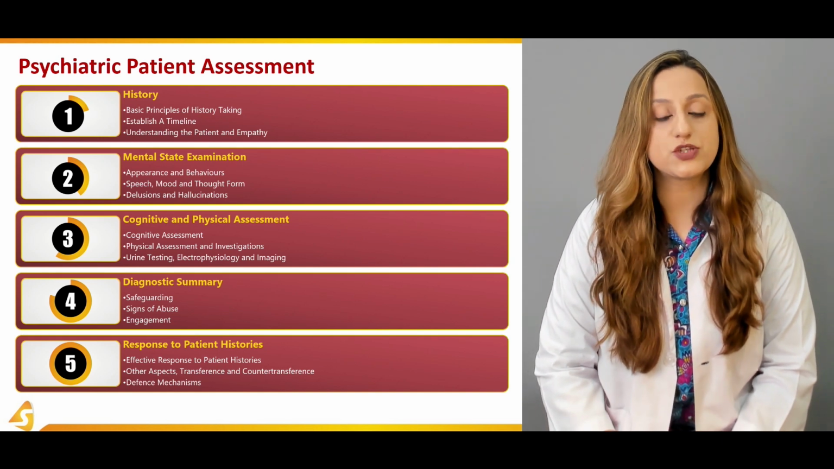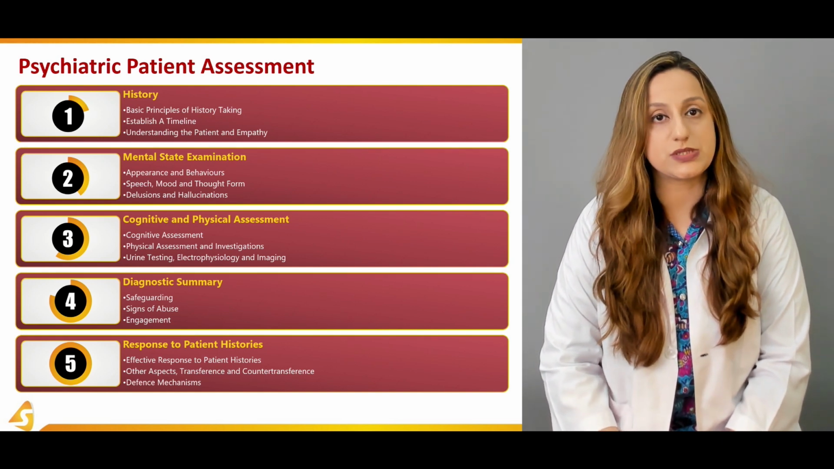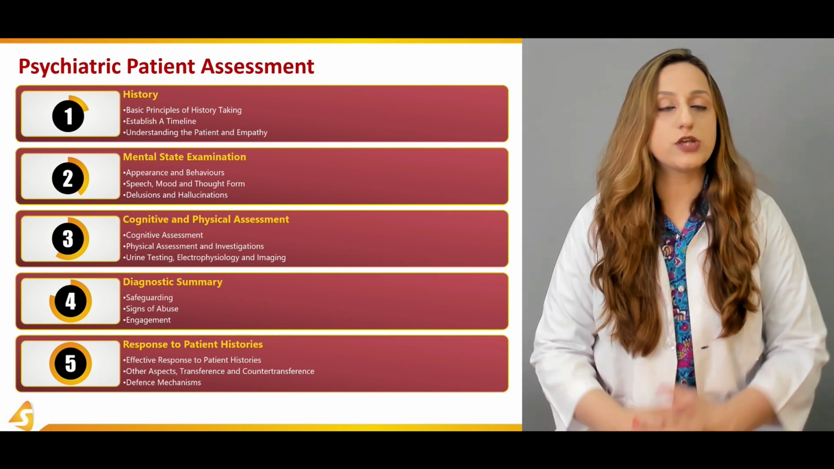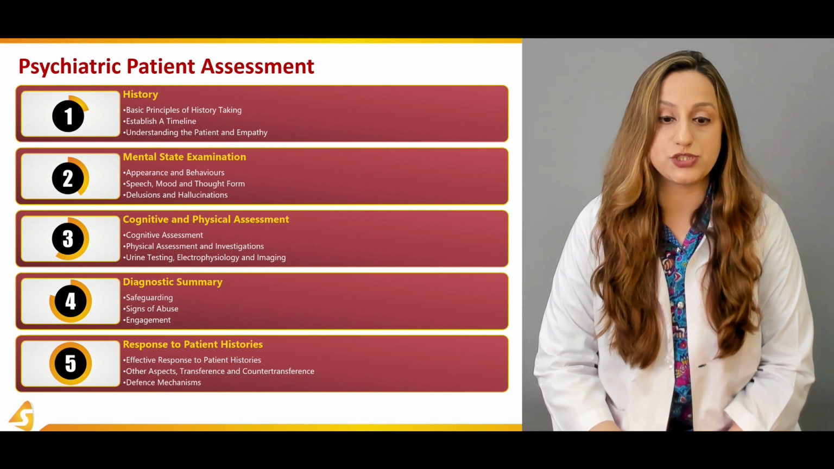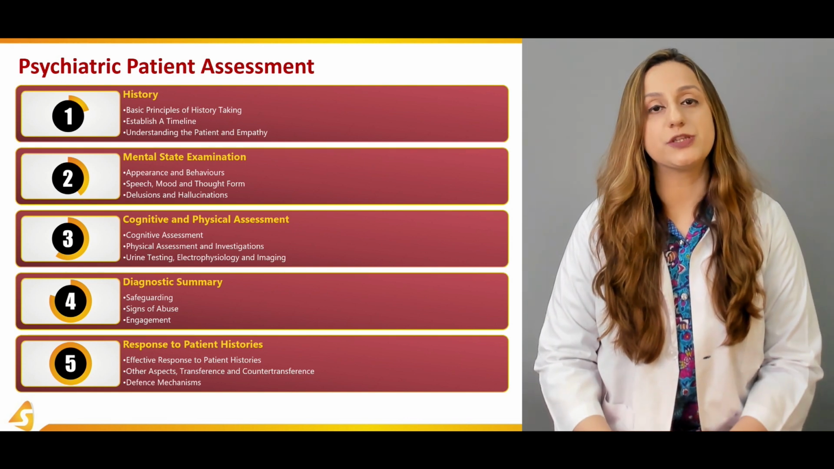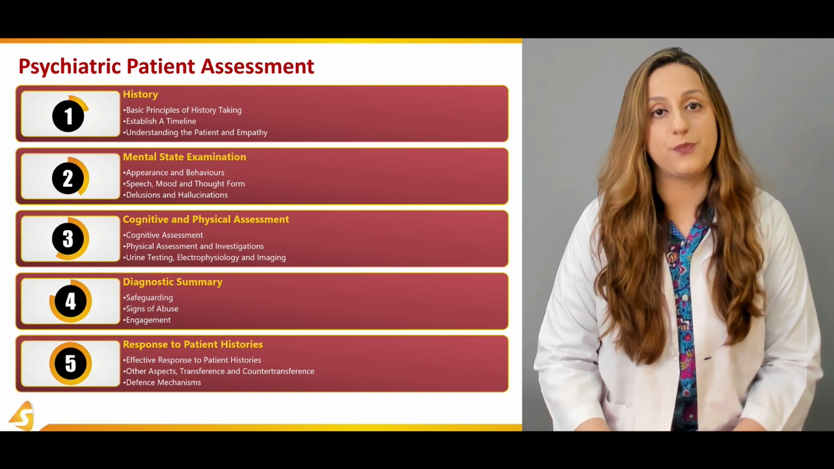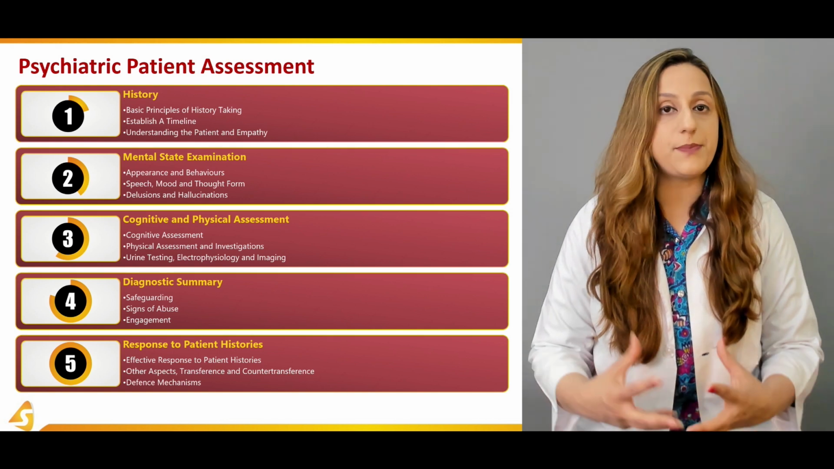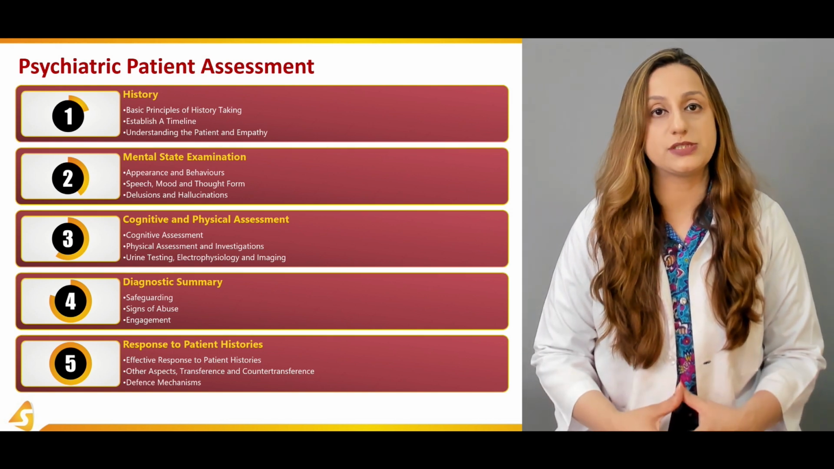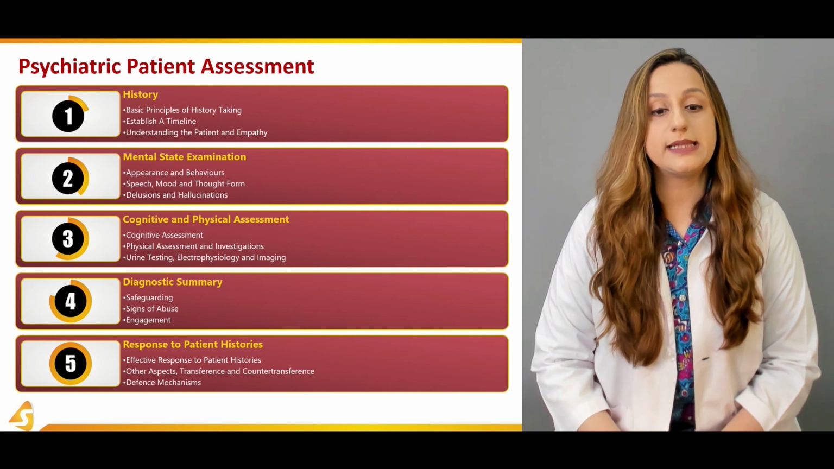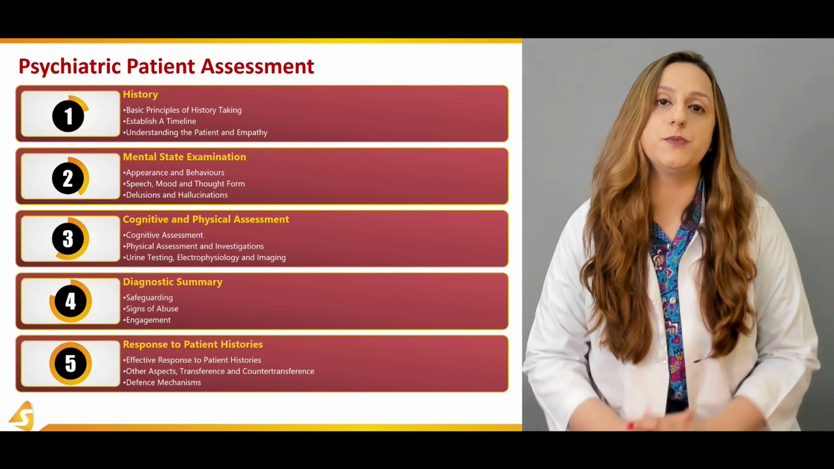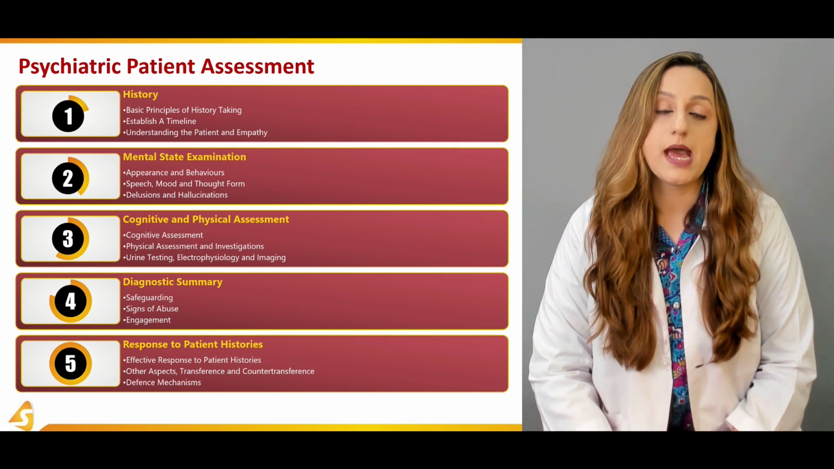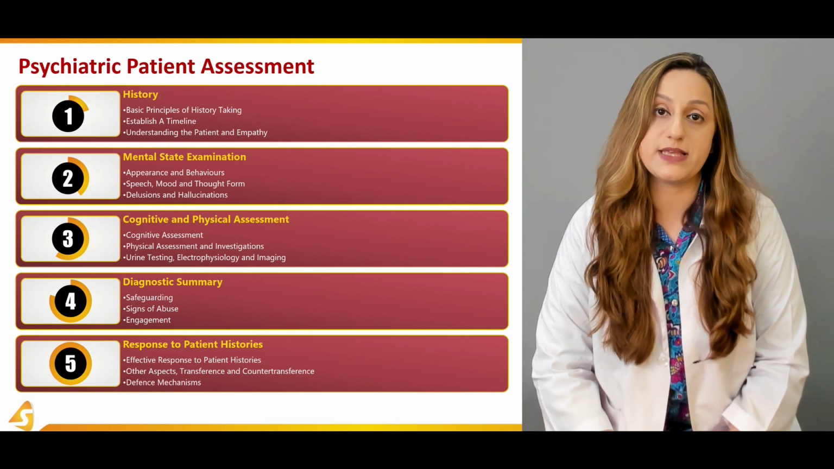Then in the fifth section, we'll be dealing with the response to the patient's histories. What are the different responses that we get after we have taken the history from the patient? The effective response to the patient's history is again very important. It's part of managing the patient and managing his problem. Then the other aspects, transference and countertransference, are some of the problems that psychiatrists go through, and they should know how to deal with these phases.